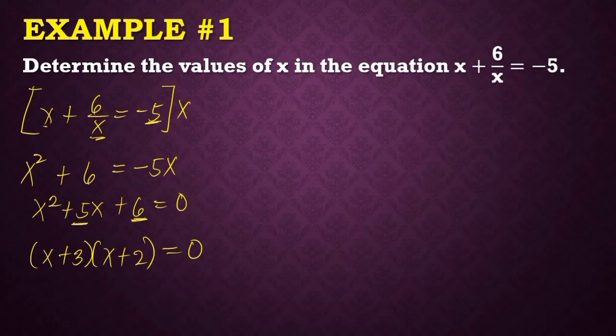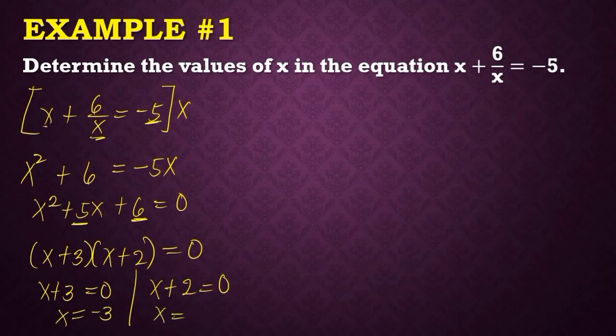And then, we equate each term to 0. So, that is x plus 3 equals 0. Saka yung isa naman, x plus 2 is equal to 0. And then, x plus 3 is equal to 0. That is, we subtract 3 from both sides. Magiging x equals negative 3. Sa kabila naman, minus 2. Magiging negative 2.